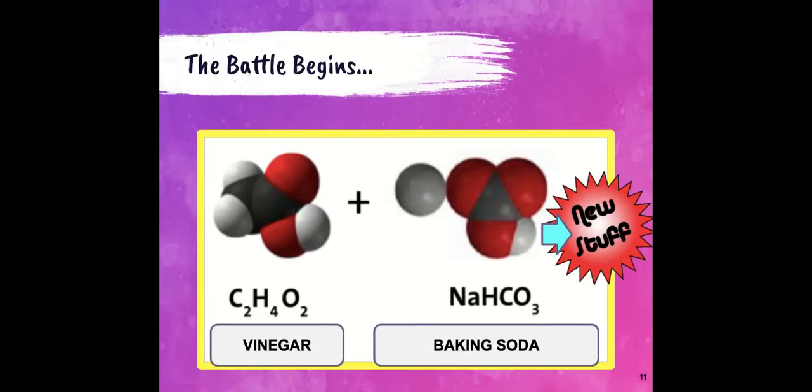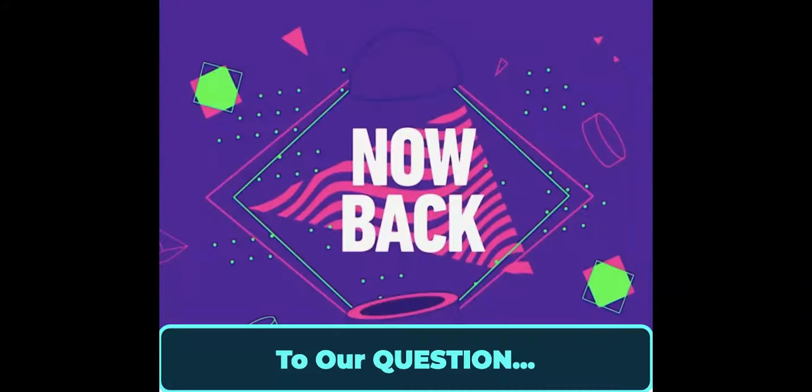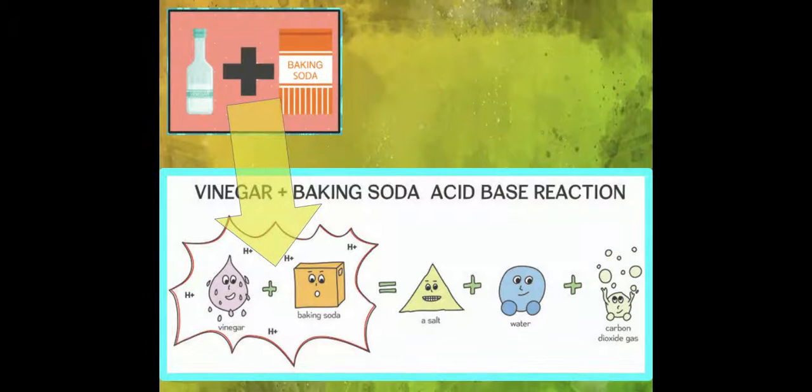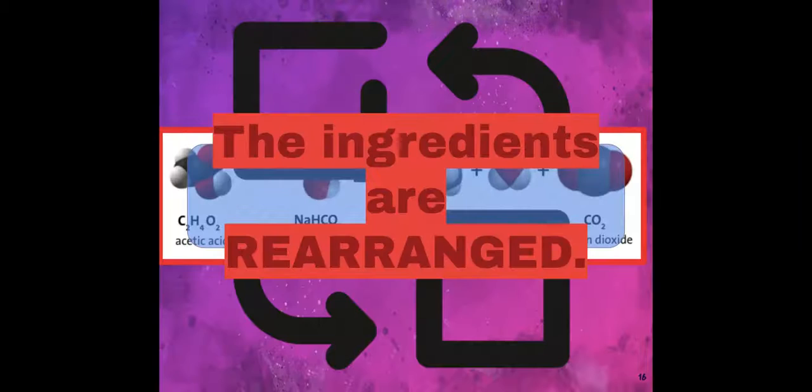So when you mix these two things together, an acid plus a base, you have this chemical battle. And when that chemical battle occurs, usually out of that you get new stuff. So now back to our question: why does this combination create a foam fountain? We have the baking soda and the vinegar having a reaction on the left, and they're going to create some things on the right, but the main thing that we're interested in is the carbon dioxide gas, which is on the far right of the screen.